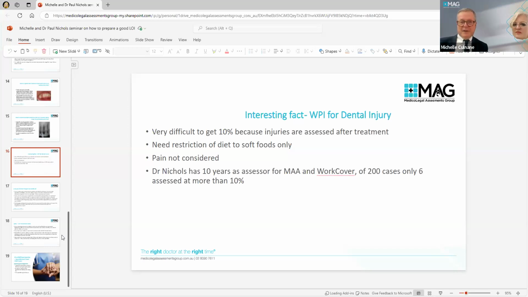And I've been an assessor for, well, it's now the PIC, not the Motor Accidents Authority and Work Cover. And there's only 6 times in 10 years that I was able to get it over more than 10%. Wow. And most of those patients had lockjaw as a result of a very bad whiplash in car accidents. Goodness me, that's scary.